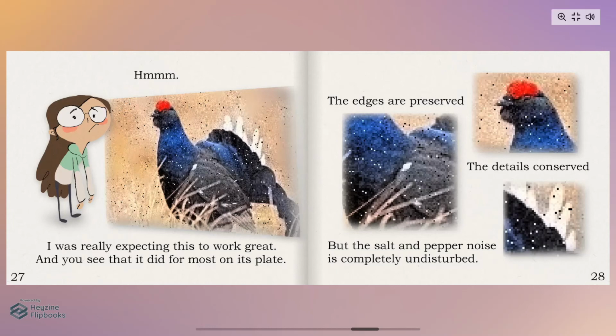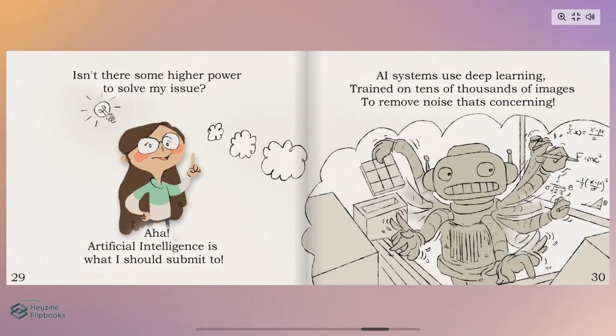I was really expecting this to work great, and you see that it did for most on its plate. The edges are preserved, the details conserved, but the salt and pepper noise is completely undisturbed. Isn't there some higher power to solve my issue?